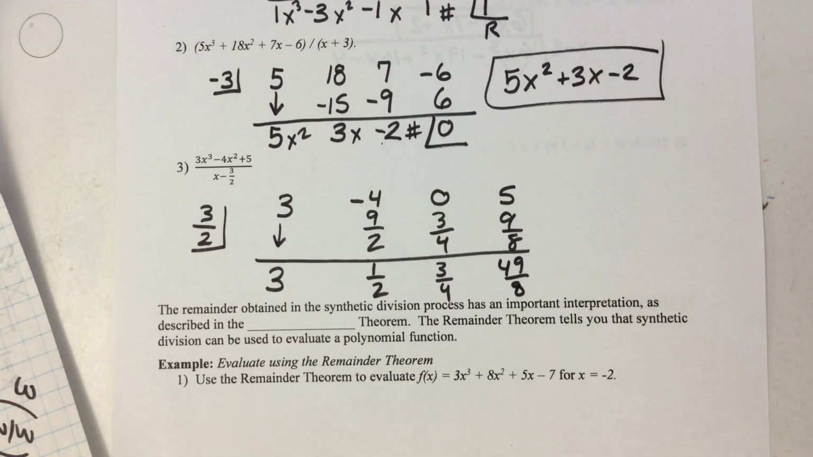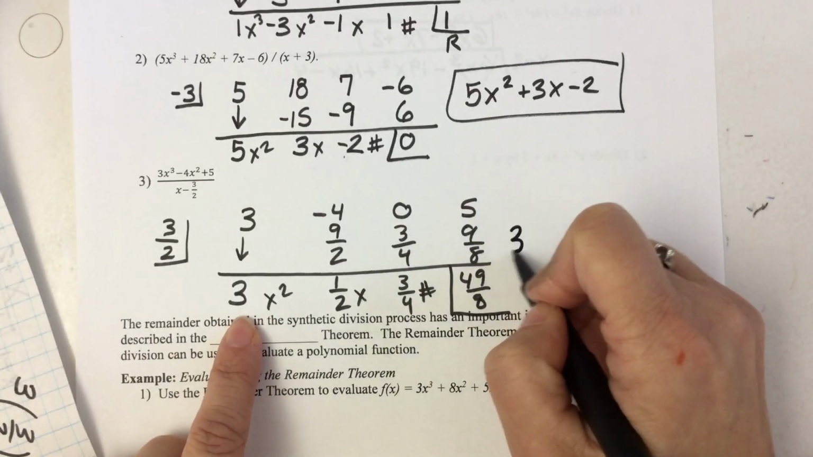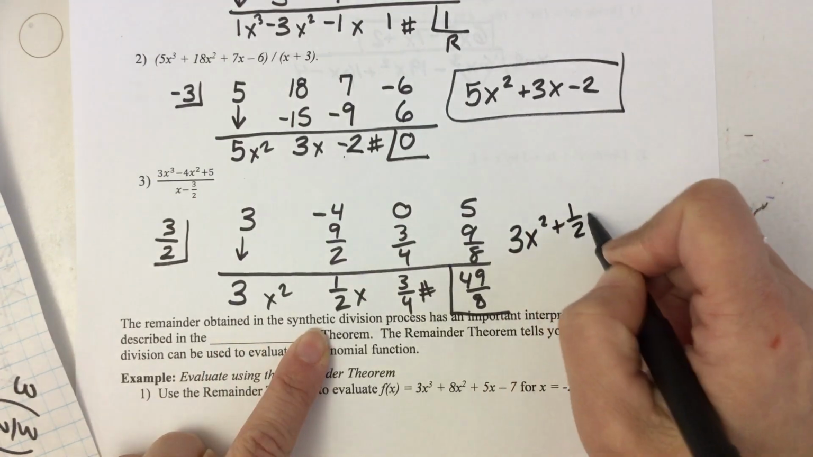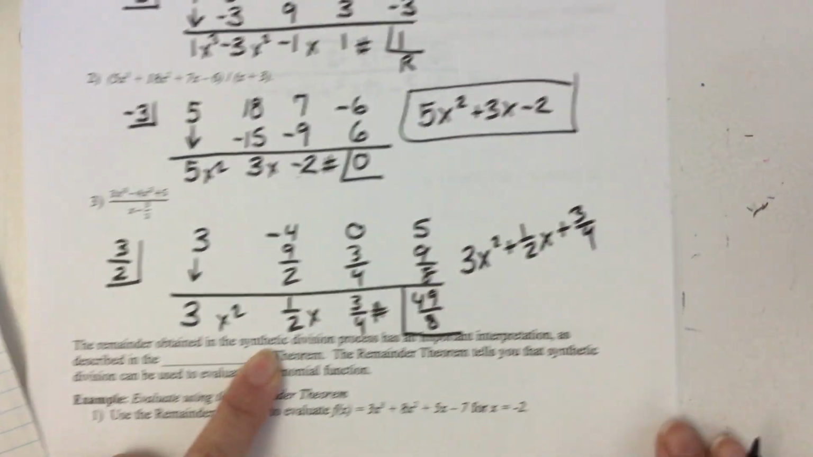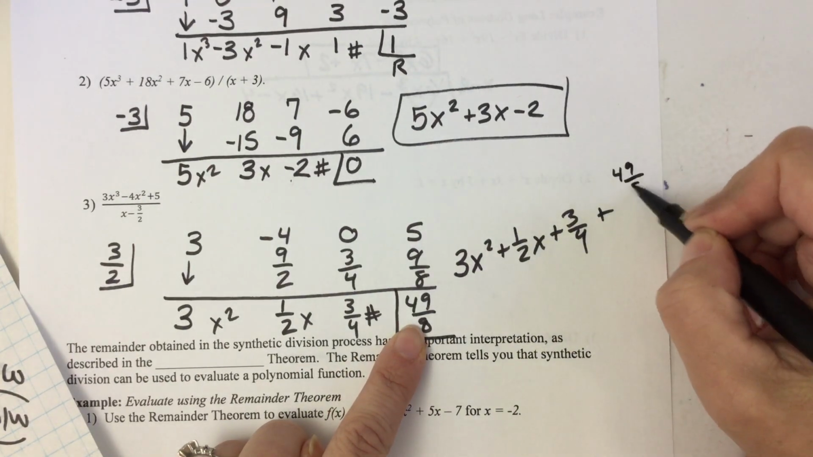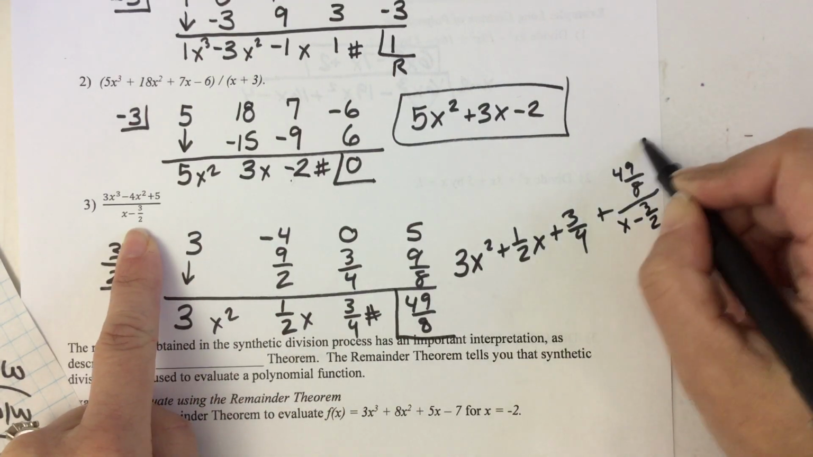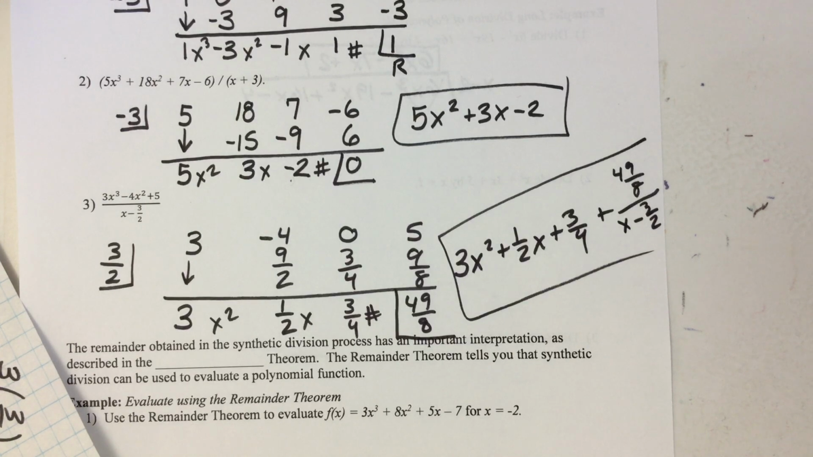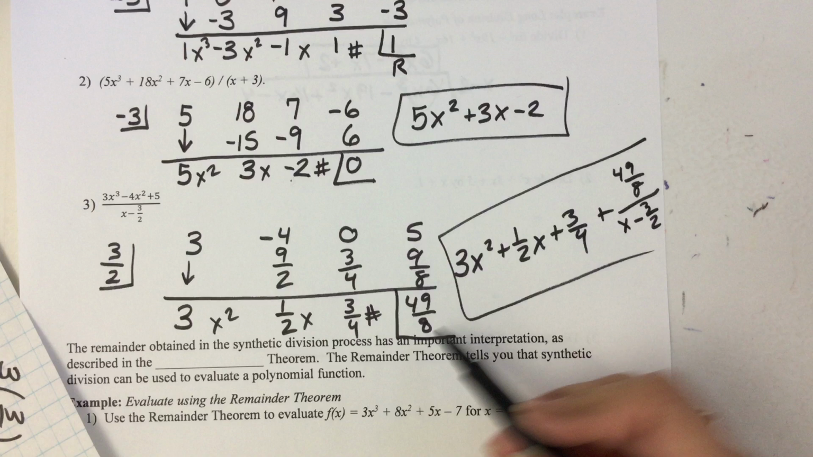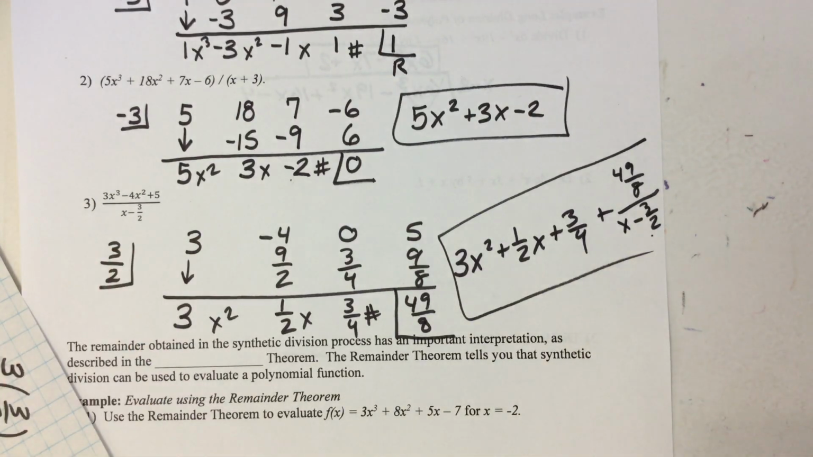Kind of wild, but we've got this. The last value, that is a remainder. This is a number, this is x squared. So I would have 3x squared plus 1/2 x plus 3/4. Now my remainder is 49 over 8 over x minus 3 halves. I know typically you do not have one fraction over the other, but in the case of the remainder, don't worry about it. Our remainder is 49 over 8. That goes over what we were dividing by, which was also a fraction.